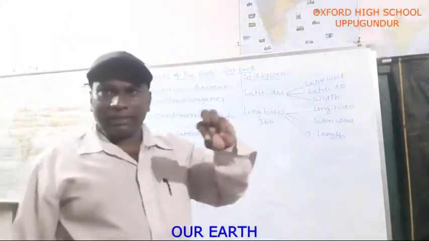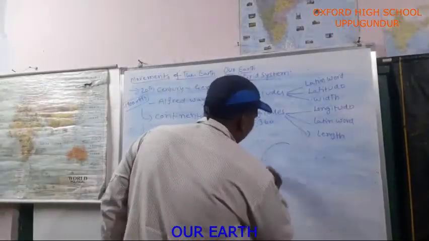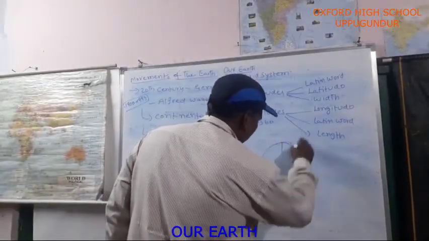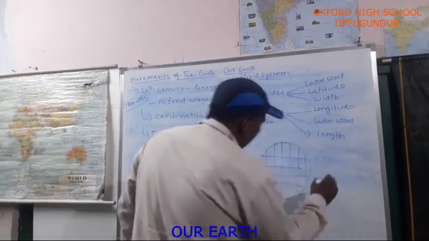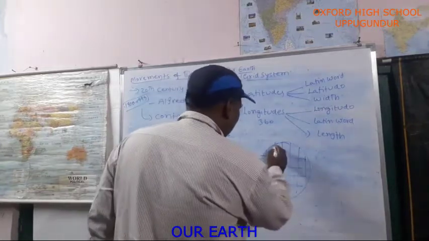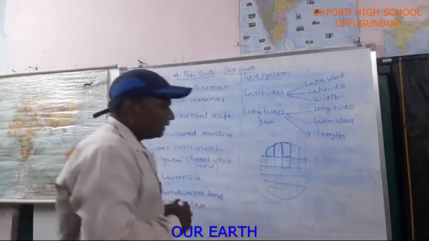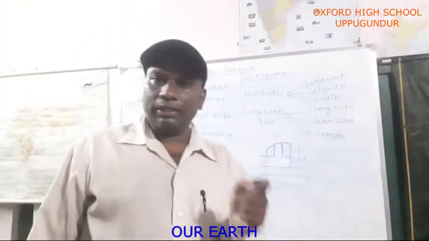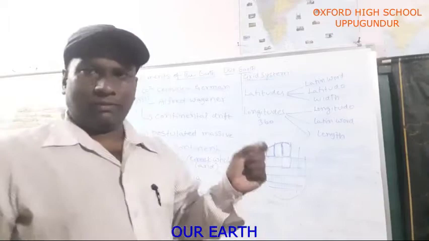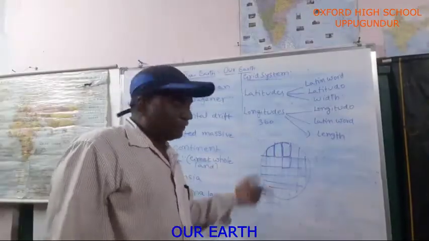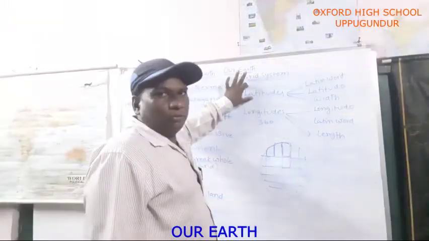A network of longitudes and latitudes is called a grid. For example, vertical lines are called longitudes. Horizontal lines are called latitudes. Horizontal lines and vertical lines form grids. That means the definition is: a network of longitudes and latitudes is called the grid system. What is the importance of longitudes and latitudes? I will explain later. First, I'm going to explain about latitudes.